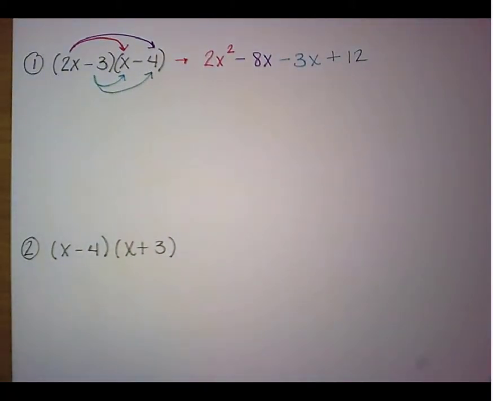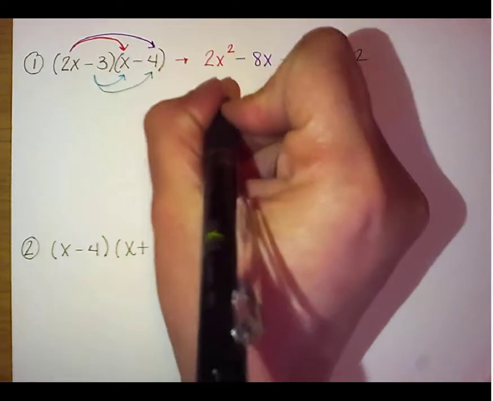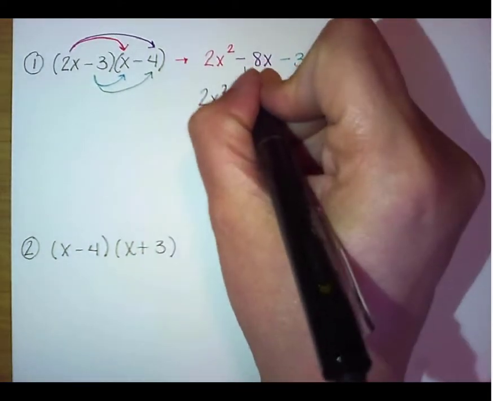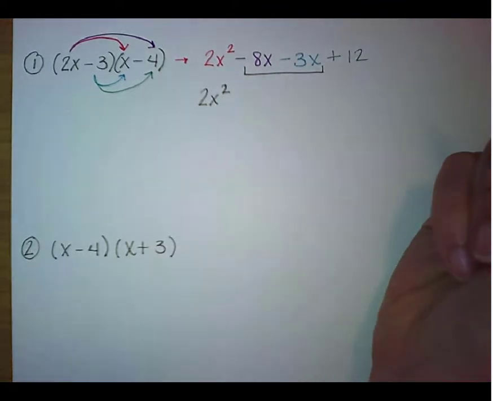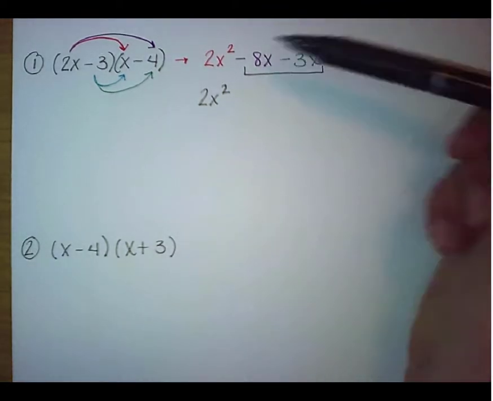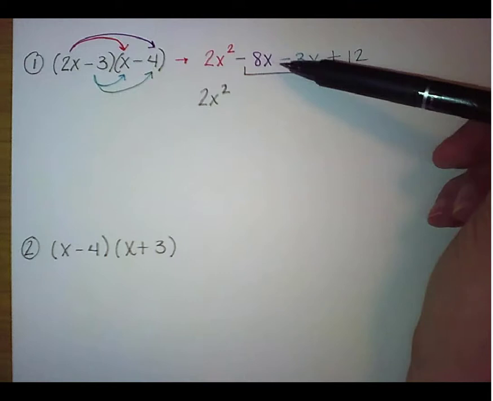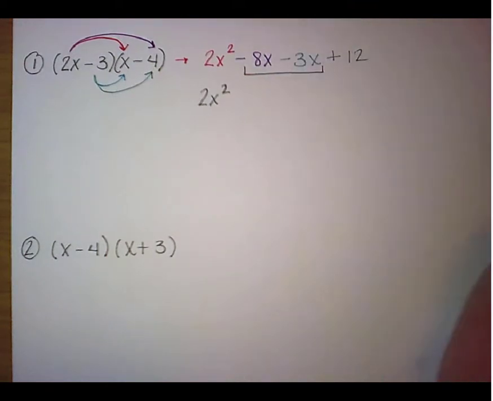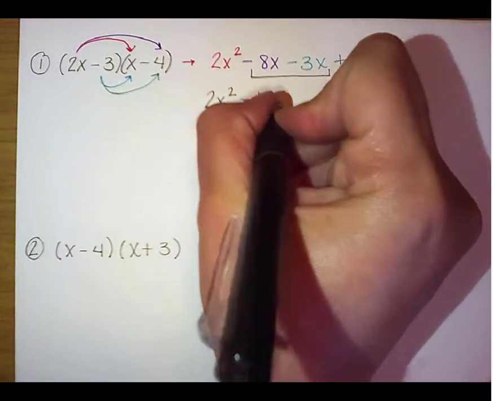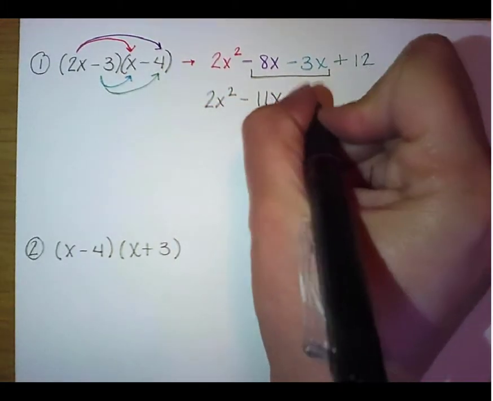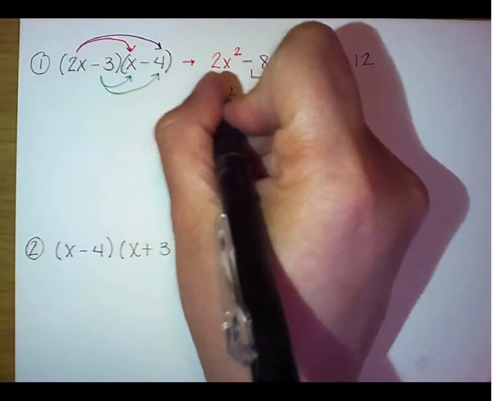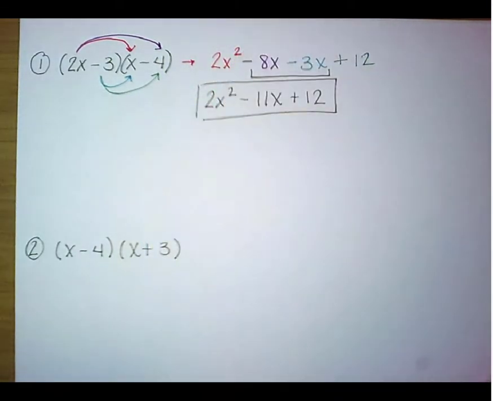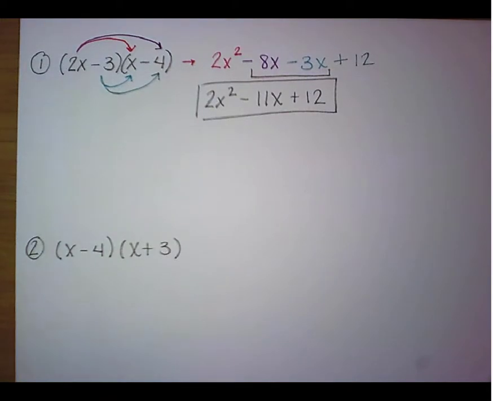The next step that we're going to do is to combine like terms. Hopefully you can notice we still have this 2x squared. There's nothing we can do with that guy. But these middle two terms are both x's, so we can actually combine them. So we have negative 8 minus 3. Since they are both negative, we're going to add those numbers together and keep the sign. So 8 plus 3 would be 11. This would be negative 11x. And then we'll bring down our plus 12. And we have FOILed this binomial into 2x squared minus 11x plus 12.